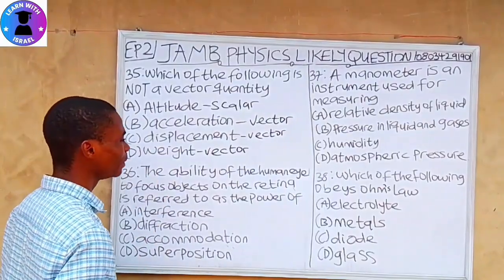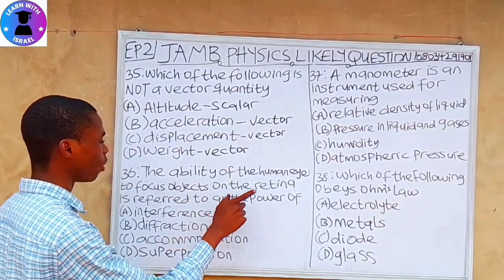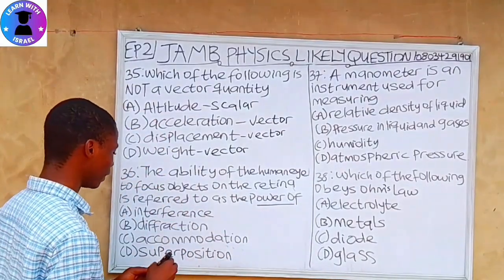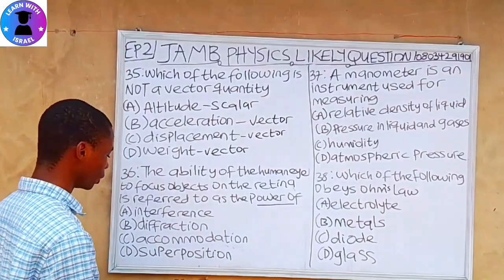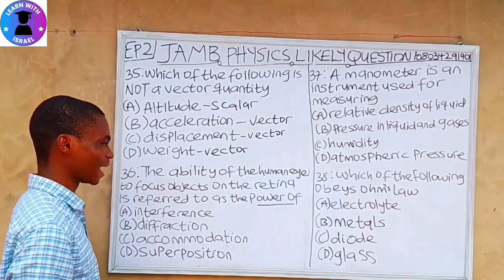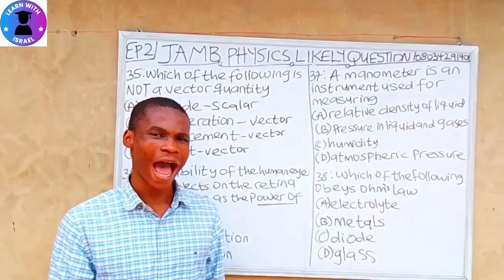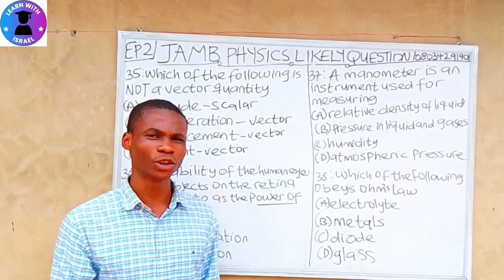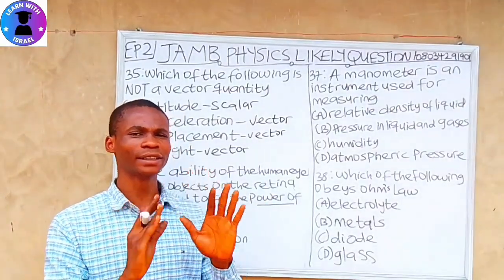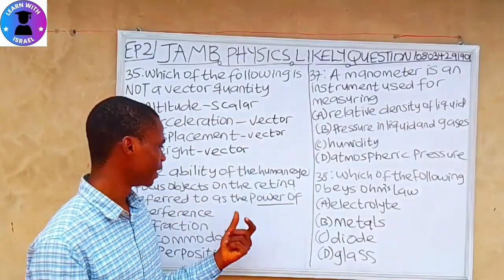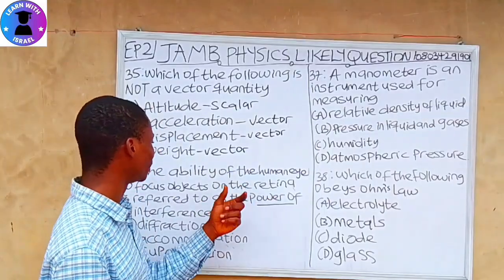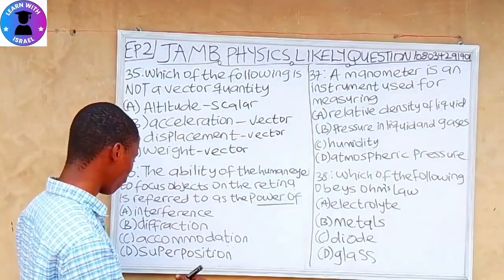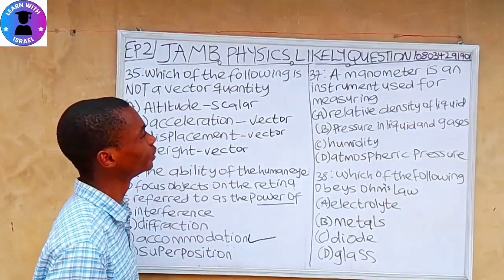Question 36. The ability of the human eye to focus objects on the retina is referred to as the power of what? A. Interference. B. Diffraction. C. Accommodation. D. Superposition. I remember earlier in this video, when treating a question, I talked about the power of accommodation to accommodate what is near and what is distant. And you can see that is what we are treating here. So the ability of the human eye to focus objects on the retina is referred to as the power of accommodation.